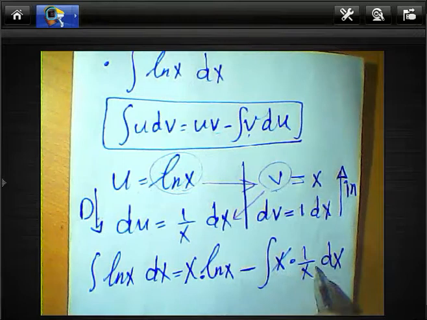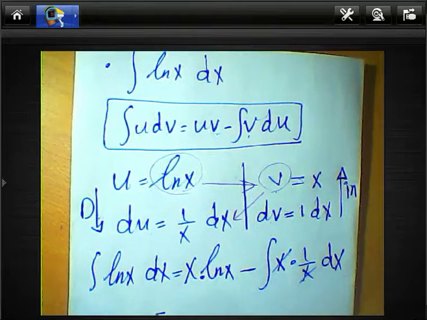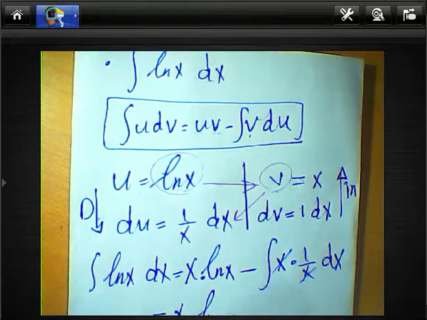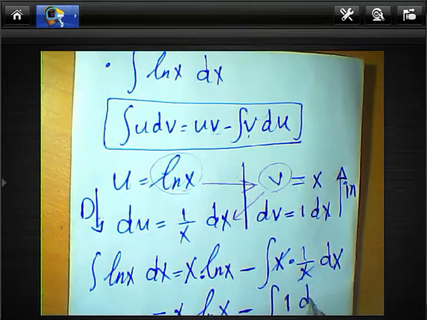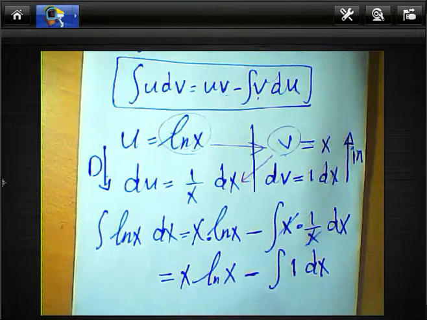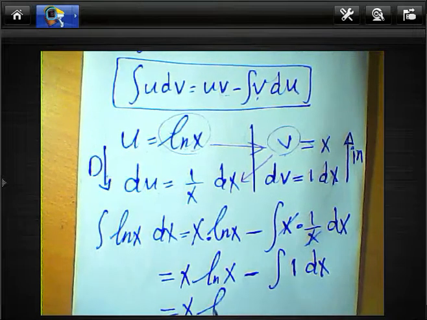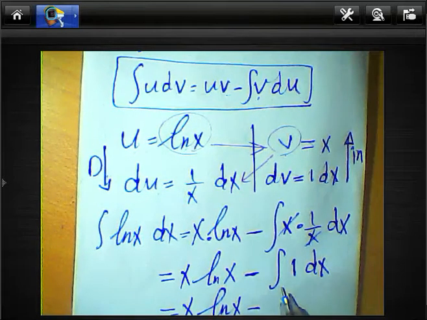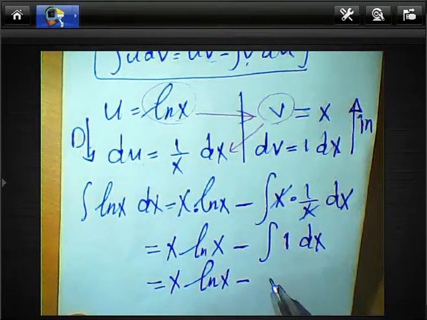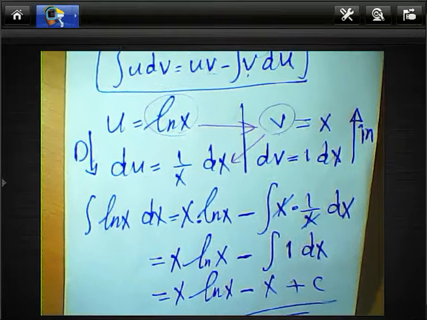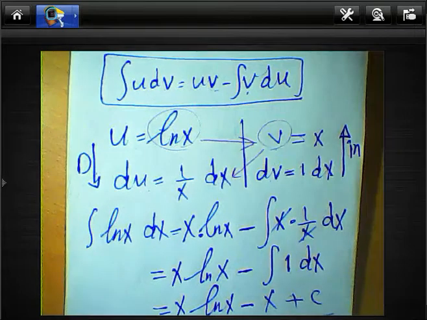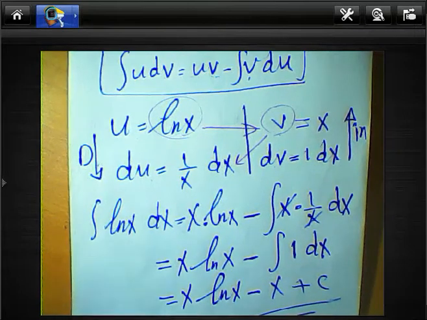dx, and we can cancel x with x here, and the result will be x multiplied by ln of x subtract the integral of 1 dx. So we can write the result: x multiplied by ln of x subtract the integral of 1, which will be x plus a constant. It's the result of this example. Okay, you must write all these questions in your notebook to know all the properties.